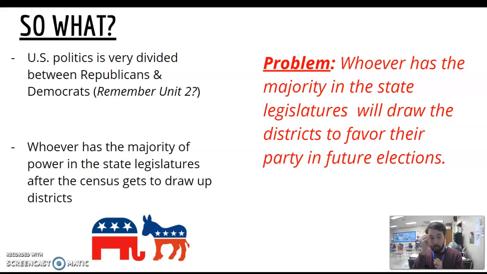So whoever has the majority of power in state legislatures at the moment of the census, okay, they get to redraw the districts, or they'll have more influence on that. If you have more Democrats in a state legislature or more Republicans, those are the people that get to redraw the districts. So naturally, we run into this conflict of interest or this problem. Whoever has the majority in state legislatures will draw the districts in favor of their party for future elections.